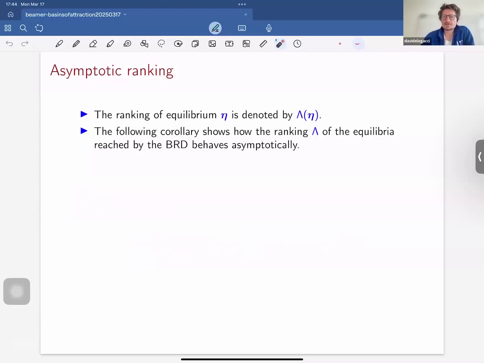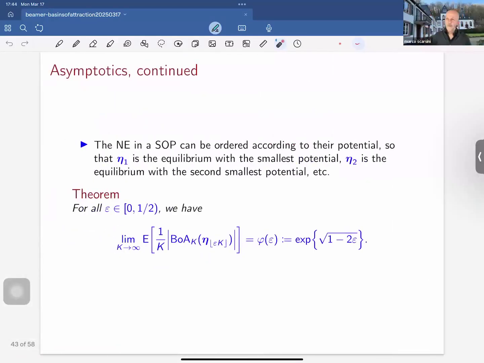Sorry, Marco. Yes? Can you go back one second? Of course. Epsilon equal to 0 is allowed, right? Epsilon 0 is allowed, but this is a density. So yes, epsilon 0 is allowed, the density would be E, but it's a density. Okay. All right. You can change it.